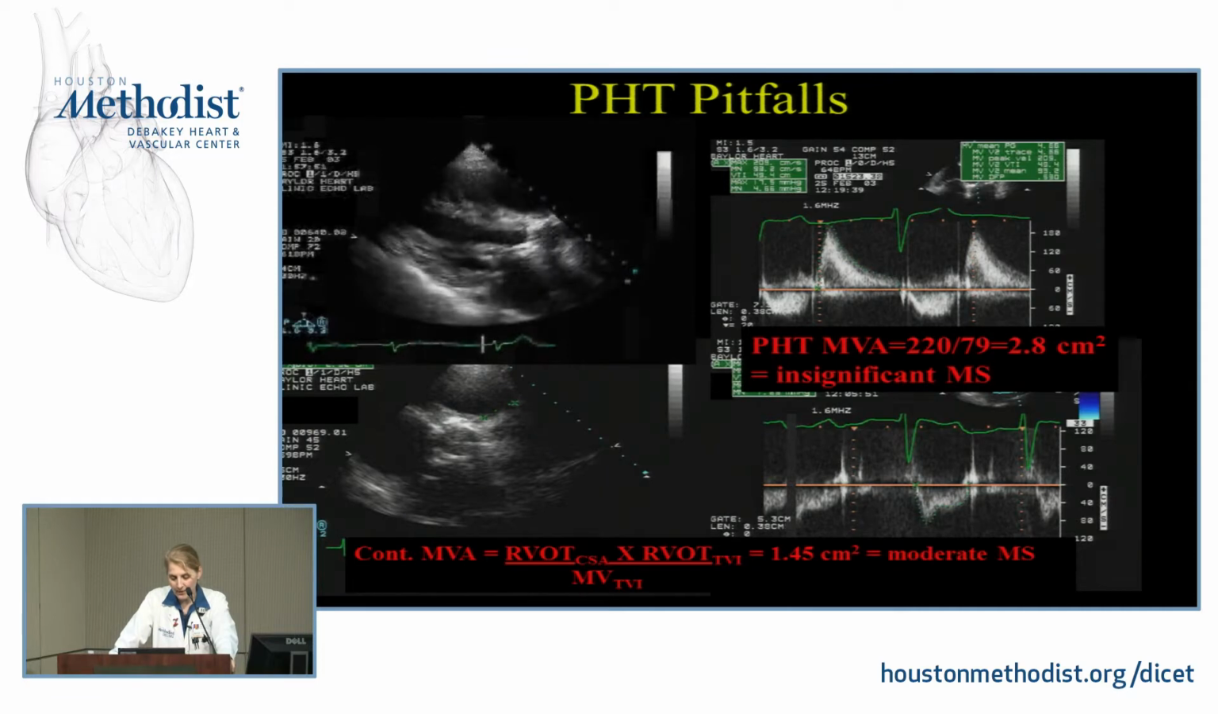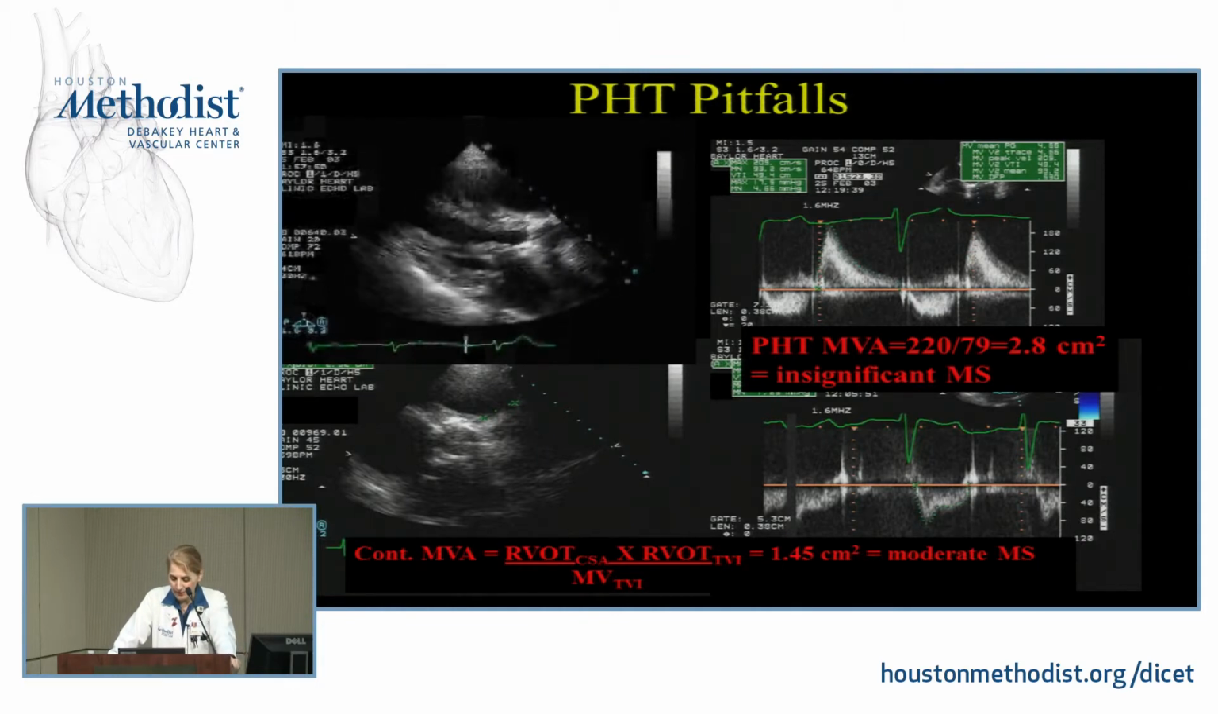So this is an example of a patient. You can see the mitral valve is really thickened, and you can see the hockey stick deformation. You can see there's also a lot of LVH, and that's probably because of the concomitant aortic valve disease, because this patient has a prosthesis in the aortic position. We calculated the mitral valve area using the pressure half-time, and it came to be 2.8 centimeters squared, which is insignificant mitral stenosis. When we used the continuity equation, and this time we calculated the stroke volume through the right ventricular outflow tract because of that aortic prosthesis, we got the valve area to be 1.45 centimeters squared, which is consistent with moderate MS.